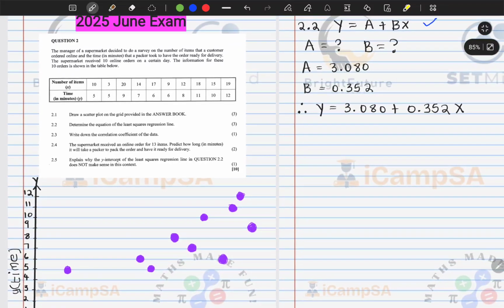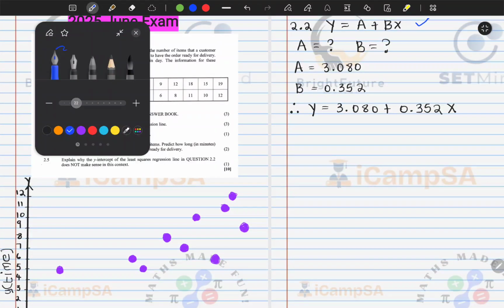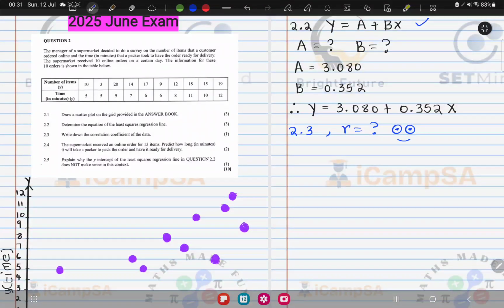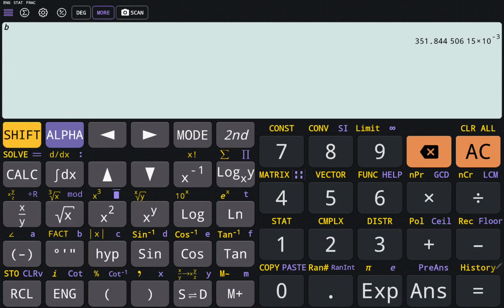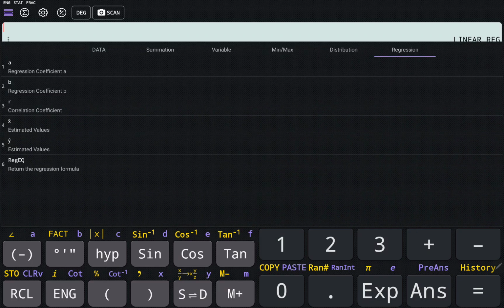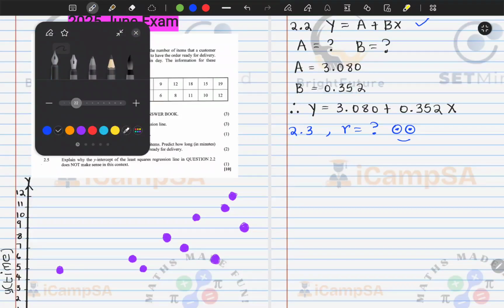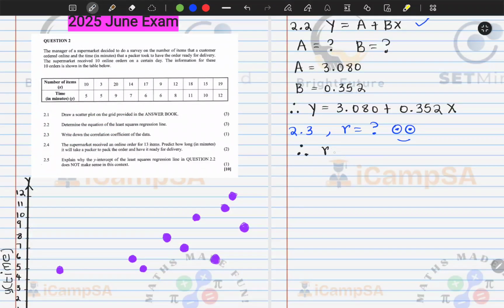Then they say write down the correlation coefficient for the data. So this is 2.3. In 2.3, what they are asking us is, what is R equal to? Once you have your data in your calculator, that is very easy to read. So let's go back to our calculator. You clear, Shift 1. Then you'll see I am able to read the coefficient here, which is 740 times 10 to the negative 3, so it will become 0.74. So the value of R is 0.74.